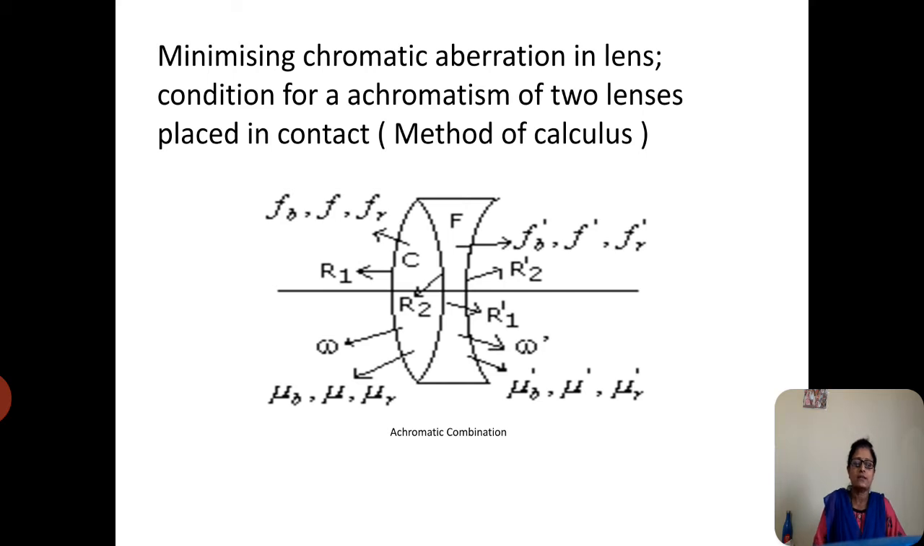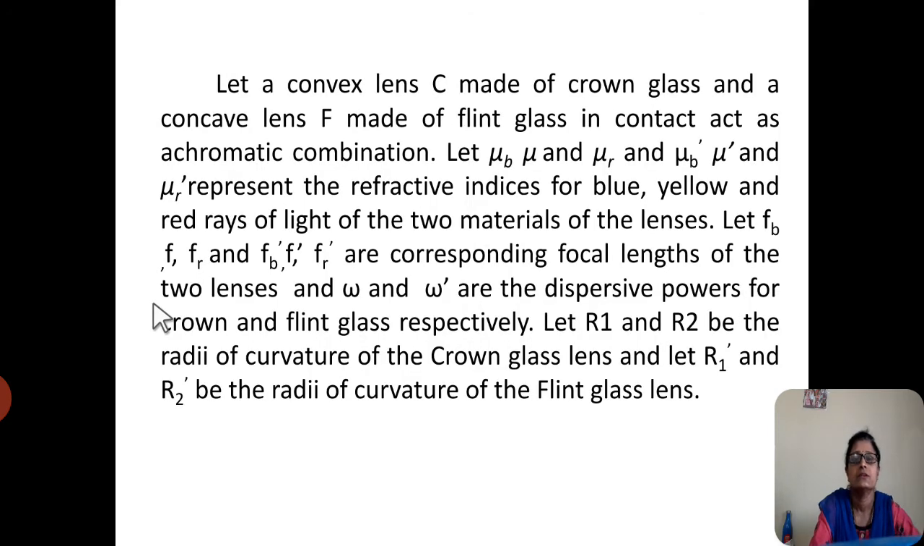An achromat is made by placing in contact lenses of different materials and of different focal lengths, such that the focal length of the combination is the same for both the extreme colors. It means that the focal length of the achromat is independent of the refractive index. So here we have to consider a convex lens and a concave lens. Here we have considered two lenses.